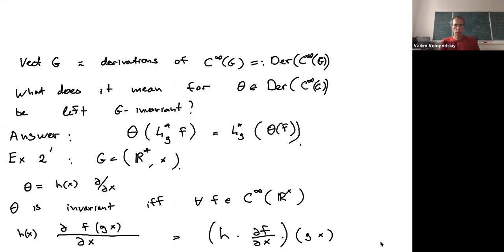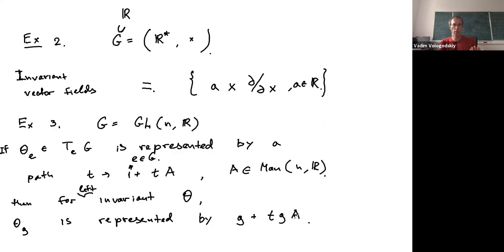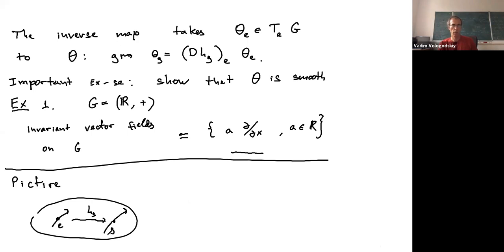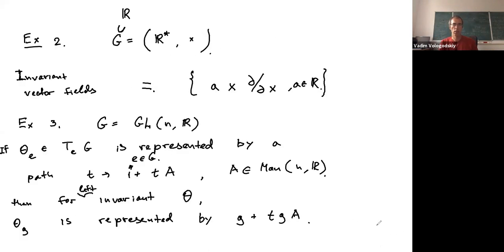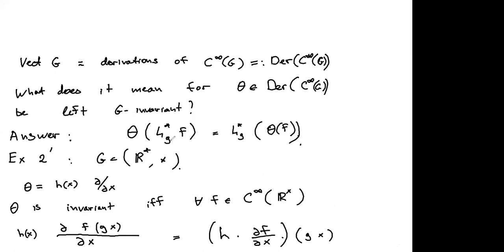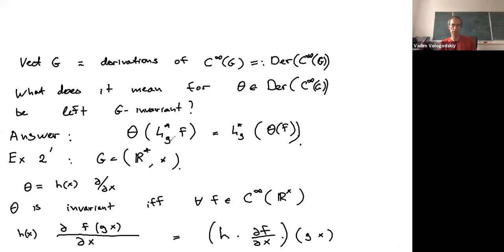So we have two perspectives on invariant vector fields. Either we can think of them geometrically as paths obtained by translation of a single path passing through e, or as derivations satisfying this property that they commute. You have the vector space of all C infinity functions, and the group G acts on functions by translation, and we consider derivations of this vector space, endomorphisms of this vector space, which commute with all these translations.